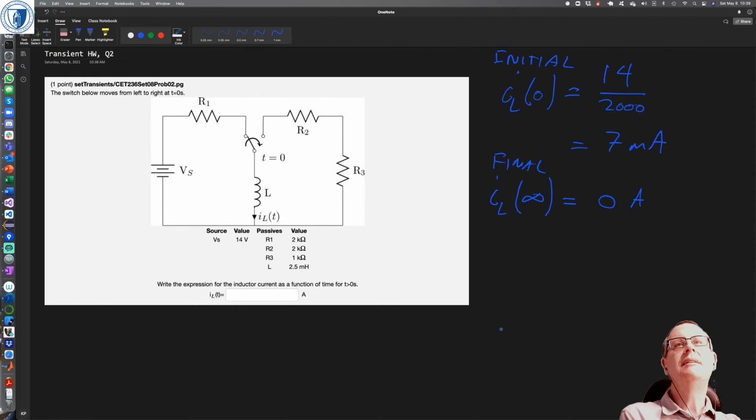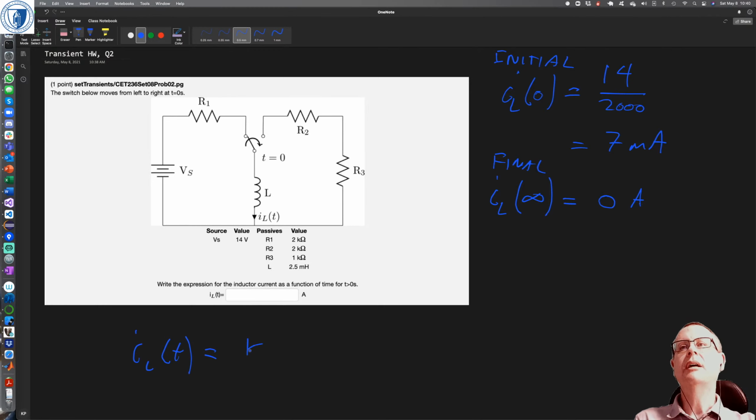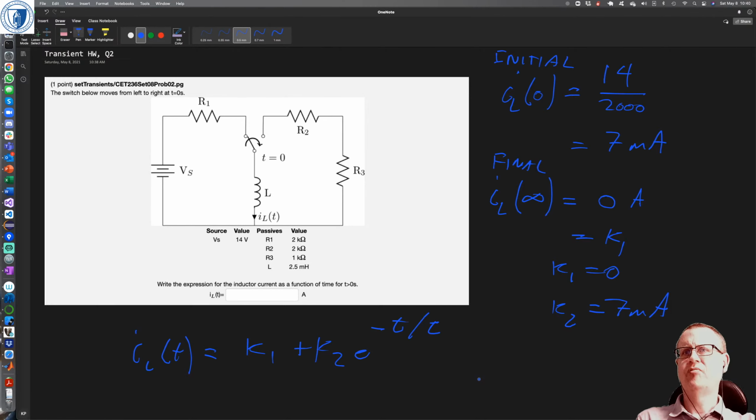So at time infinity, we get that. And again, our IL as a function of time is K1, the generic form, plus K2 e to the minus t on tau. And K1, at time infinity, is equal to K1. So that means K1 is 0, and that means K2 is 7 milliamps. And it's just a matter of figuring out the tau.